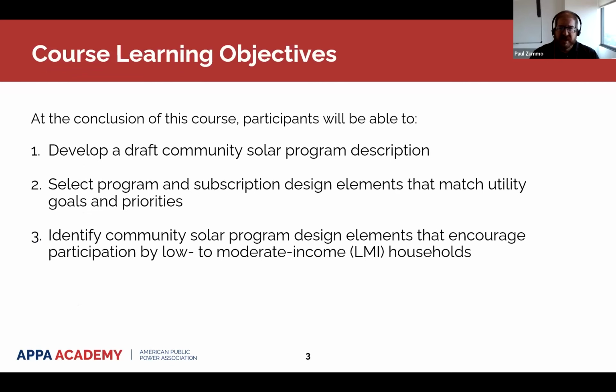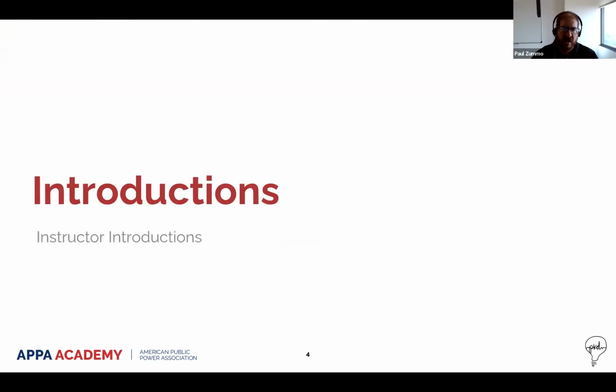These are our course learning objectives. I'll go over them briefly. First, at the conclusion of this course, we hope participants will be able to develop a draft community solar program description. Second, select program and subscription design elements that match utility goals and priorities. And then finally, identify community solar program design elements that encourage participation by low to moderate income households.